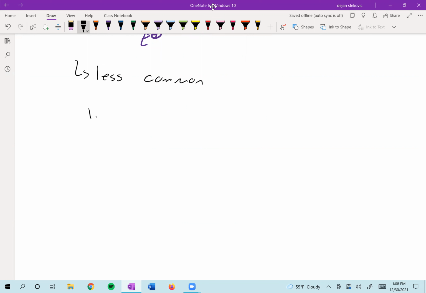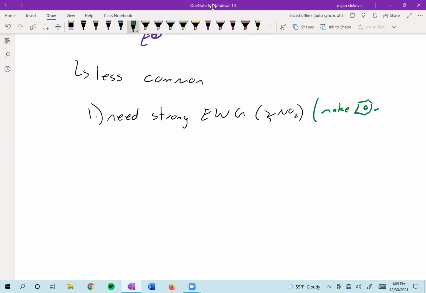The first thing that we need is a strong electron withdrawing group on our benzene ring. Most often, this is the nitro group. And the purpose of this is to make our benzene ring more electrophilic. Right, so you make your aromatic ring more electrophilic.